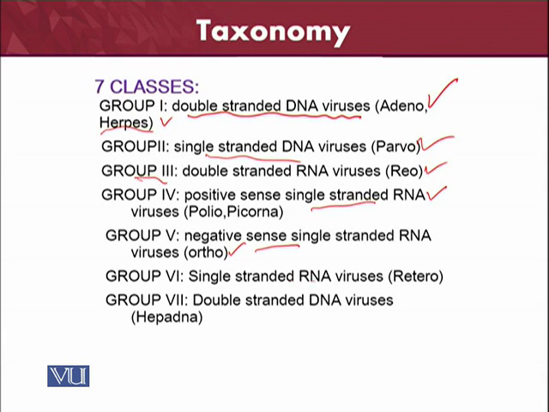Then the single-stranded RNA viruses, just like the retroviruses. The 7th class are the hyper DNA viruses, which are double-stranded DNA viruses, and the example is the hyper DNA viruses. So from the Baltimore classification, we have these 7 classes of viruses, which are all dependent on the nucleic acids, whether DNA or RNA, single-stranded or double-stranded, or positive sense or negative sense, etc.